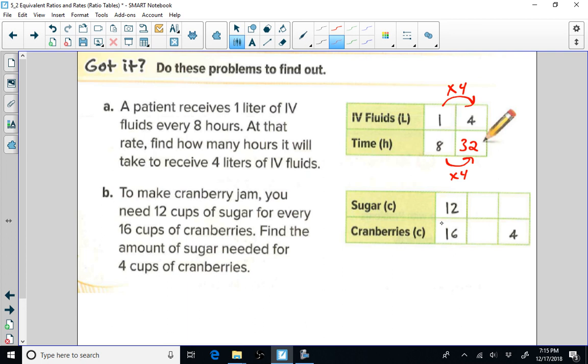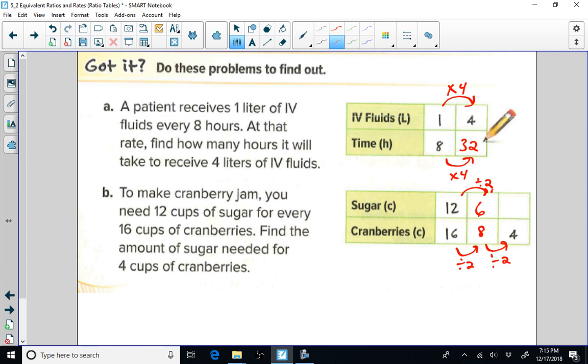Well, I see my first ratio, 12 cups of sugar, 16 cups of cranberries. I want to start reducing that ratio because they're both even. I'm going to divide by 2 here, and I'm going to divide by 2 here. 12 divided by 2 is 6. 16 divided by 2 is 8. To go from 8 to 4, I can divide by 2 again, because 8 divided by 2 is 4.